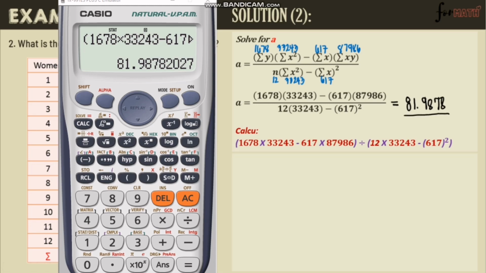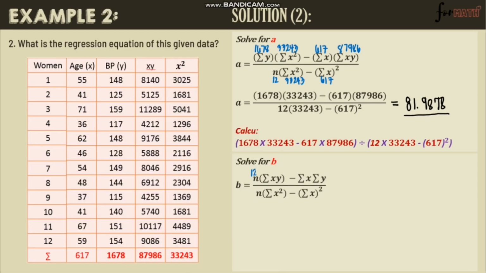Ito naman po yung formula natin for the B. Okay, so ganyan lang din. Ang N naman po natin dito ay 12 pa rin. So, ang XY naman natin ay 87986. Summation ng X natin ay 617. Summation ng Y ay 1678. 12. X squared ay 33243. Summation ng X ay 617. Okay, naka-squared po yan dapat.